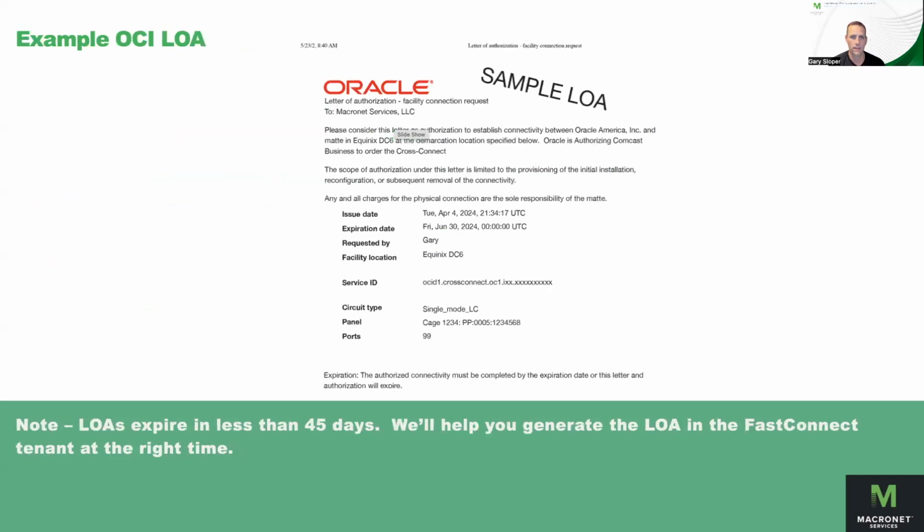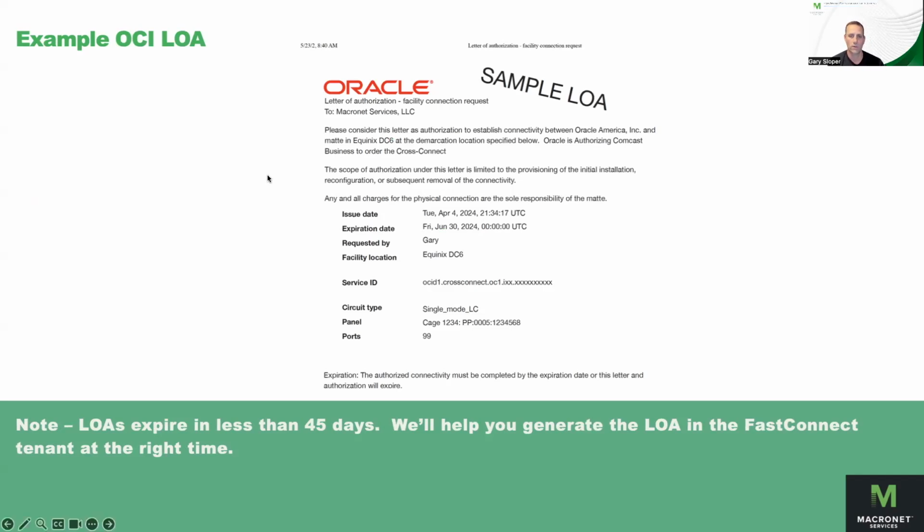And what this basically does, and here's a sample that I created, it essentially says, hey, Mr. Carrier, you're going to bring a circuit in, you're going to extend the cross connect from your equipment to Oracle. Here's where to go. It's basically a map. And it also authorizes Oracle to allow that carrier to take their equipment and plug in directly into their patch panel. So all this is just a simple one-page document. We'll help you generate this within the FastConnect tenancy. It gets generated. I then take the LOA and I keep the customer copied. I take that LOA and I provide it to the carrier.